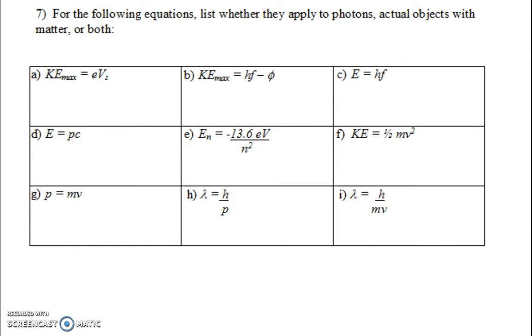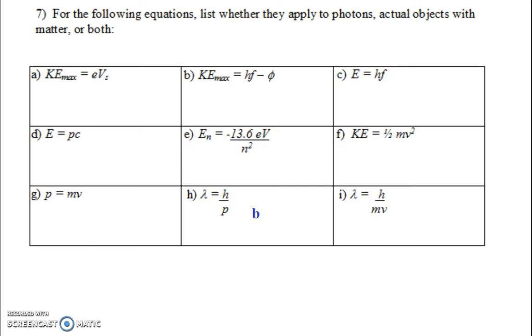Okay, so let's start with all-purpose equations. Which equations here deal with everything, matter and light? Well, one of them is this one here, letter H. Since this is just p for momentum, and we know that, of course, objects have momentum, and light now has momentum, this is an all-purpose equation. This works for both situations.